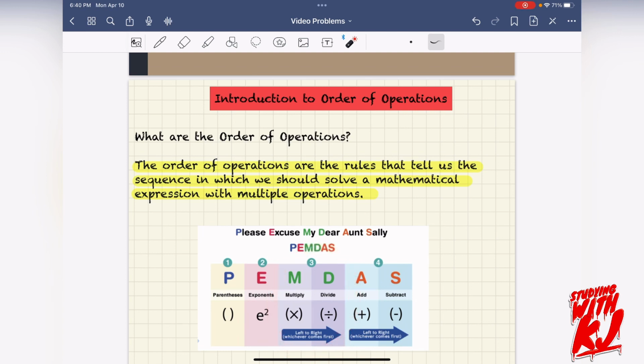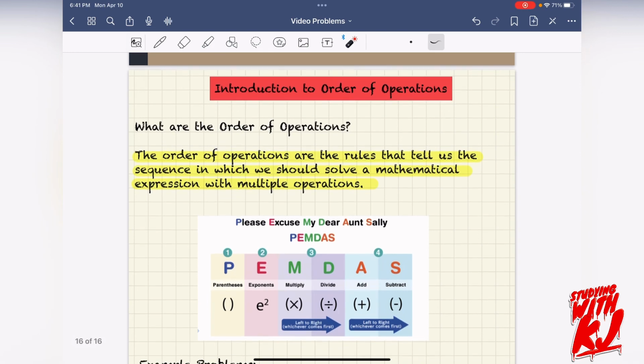Those are in the same step, step 3. When you're solving a mathematical expression with multiple operations, you're supposed to read your expression from left to right. If you see a multiplication sign first, then you multiply first. If you see a division sign first, then you divide first. That same thing goes for our step 4, which is add and subtract. When you read your expression from left to right and an addition sign comes first, you add first. If a subtraction sign comes first, then you subtract first.